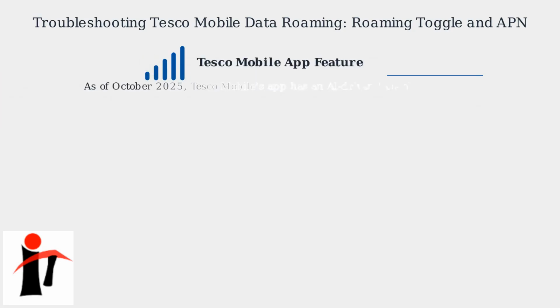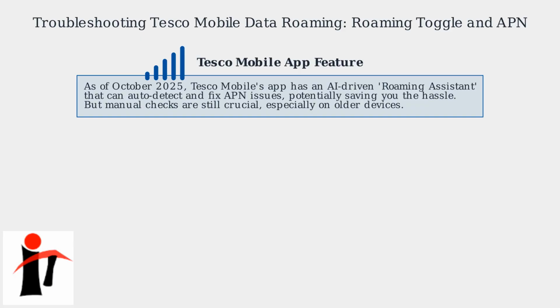As of October 2025, Tesco Mobile's app has an AI-driven roaming assistant that can auto-detect and fix APN issues, potentially saving you the hassle. But manual checks are still crucial, especially on older devices.